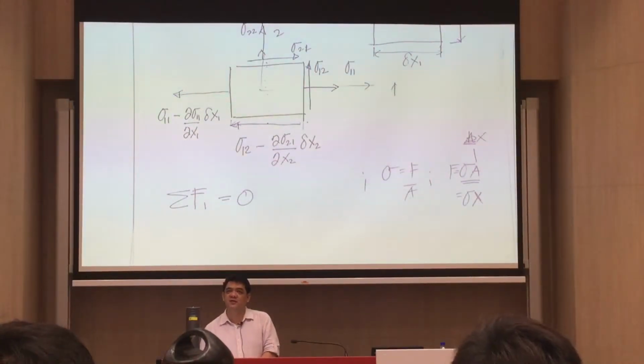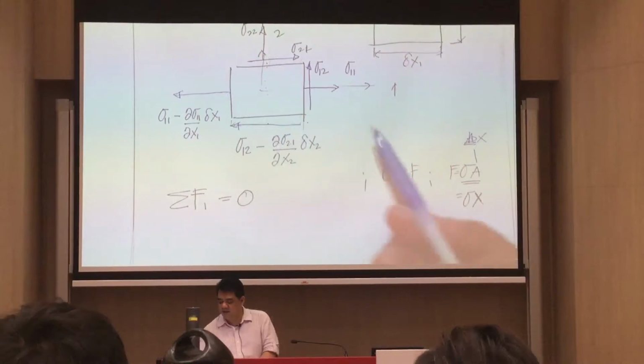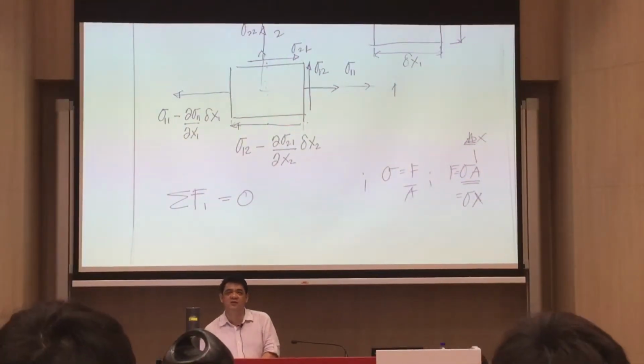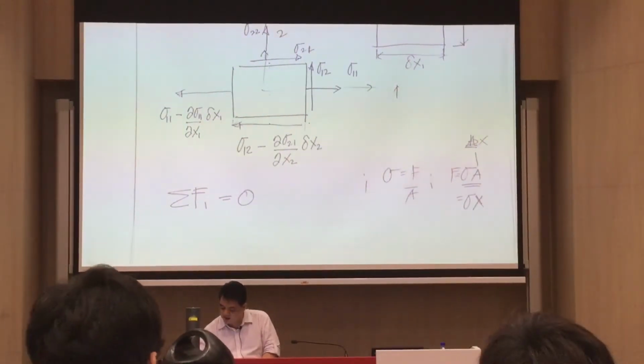Right, summation of forces along x1 equal to 0. So what do we have? Force to the right will be positive, to the left will be negative, not a problem, that's our assumption. So let's try this one here.